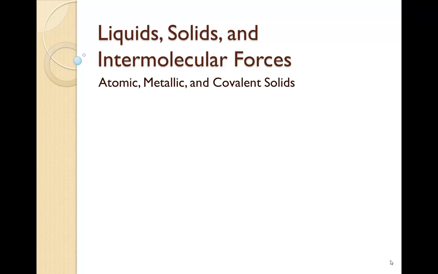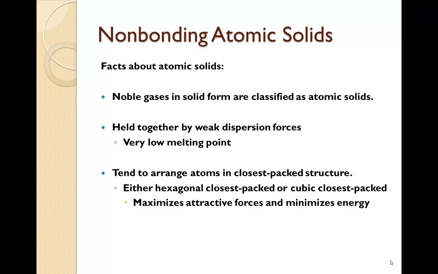In this tutorial, we will be discussing different types of solids. Let's start with atomic solids. Noble gases in solid form are classified as atomic solids. They are held together by weak dispersion forces, which then create very low melting points. They tend to arrange themselves in the closest packed structures, such as hexagonal closest packed or cubic closest packed. This maximizes the attractive forces and minimizes the energy.